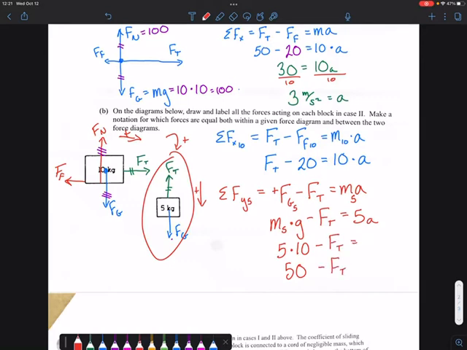5 times 10 is 50. Wait, wouldn't it be that mass? No, because now I'm doing this thing. Oh. This one was for the 10 kilogram thing. This is for the 5. So this is for the 5 kilogram thing. This is for the 10 kilogram thing.